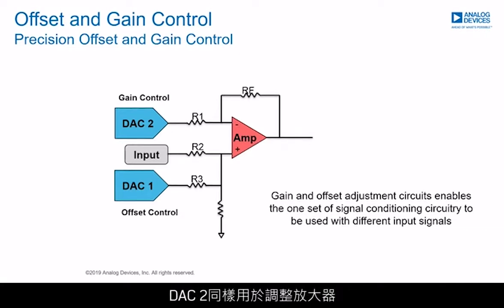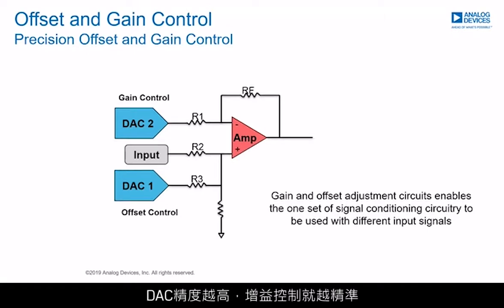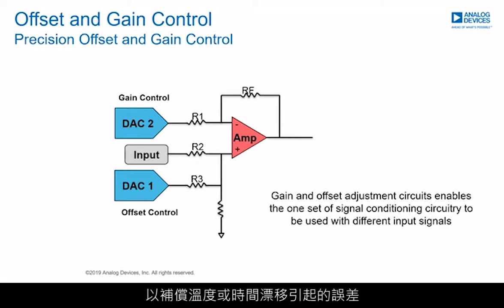DAC2 is used to adjust the gain through the amplifier, with the combination of RF and R1 setting the actual coarse gain of the amplifier. The DAC then provides the fine gain adjustment to the signal passing through the amplifier. The more accurate the DAC, the more precise the gain control. This circuitry allows for precision offset and gain control of the system and can be recalibrated to compensate for errors due to temperature or lifetime drift.